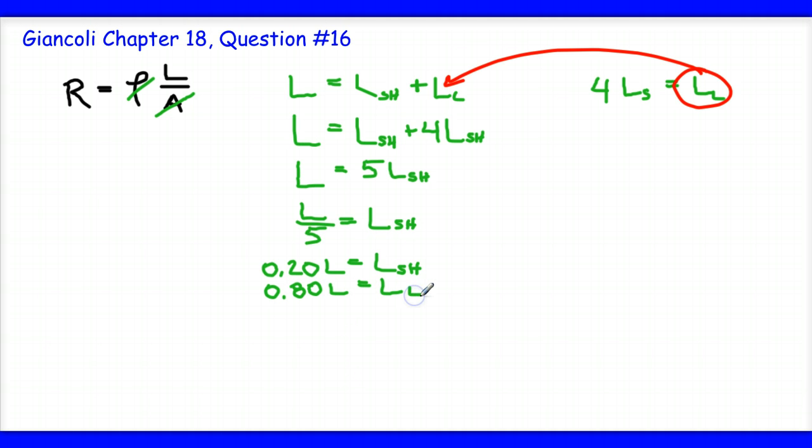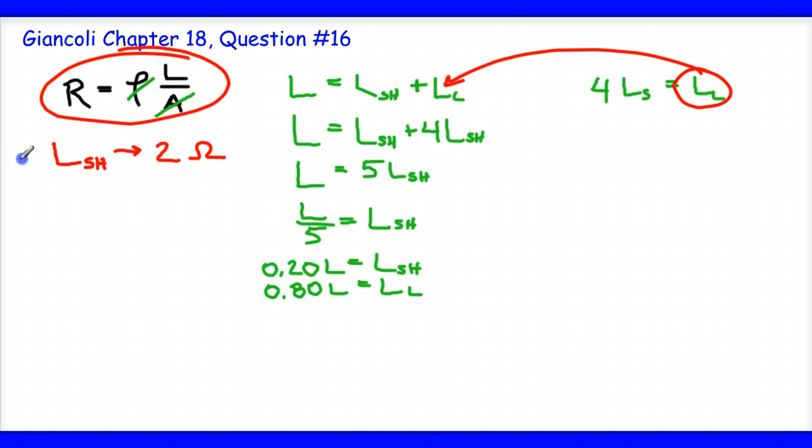The follow-up question asks you to figure out the resistance. There are a lot of ways of doing this formally, but if the resistance of the wire is 10 ohms, using this expression here, we can see that 20% of the length is going to be 20% of the resistance. So the resistance of the short piece is going to be 2 ohms. And the resistance of the long piece is going to be the balance of that, or 8 ohms.